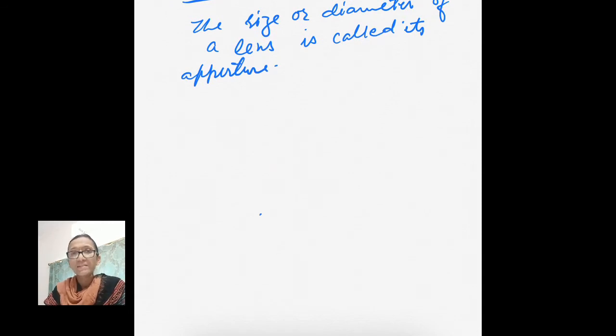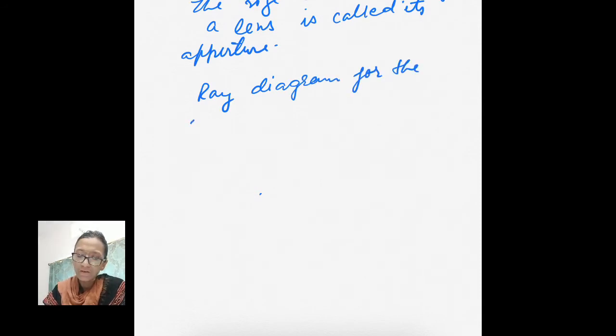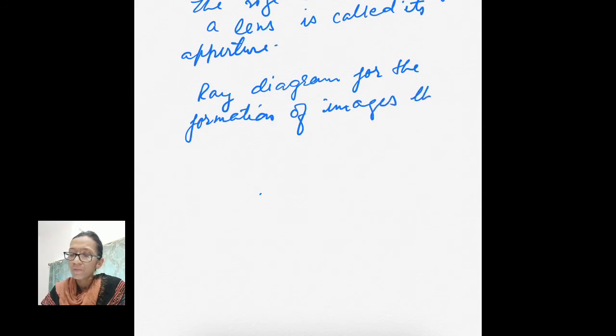for formation of images with the help of lenses. Ray diagram for the formation of images through lenses.